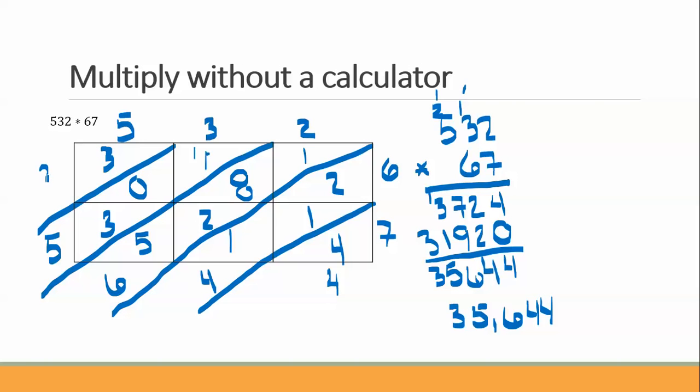And 3. 3, 5, 6, 4, 4. Our final answer then is 35,644.